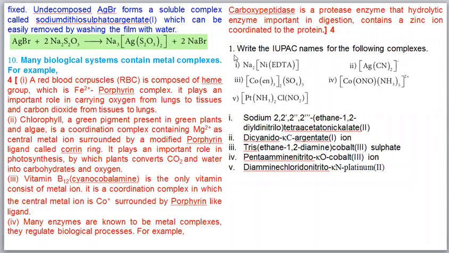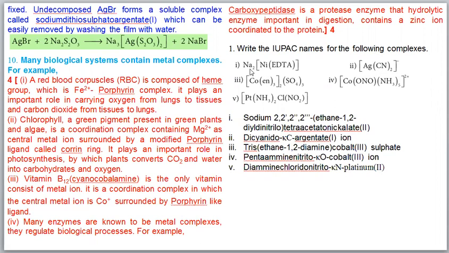First question, write the IUPAC names for the following complexes. First, question number 1. இதுல வரக்கூடிய நிக்கலுடைய ஆக்சிடேஷன் ஸ்டேட் ஆஃப் நிக்கல் அப்படி கண்டுபிடிக்கலாம்.